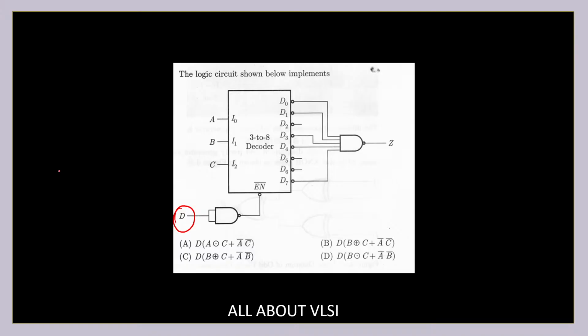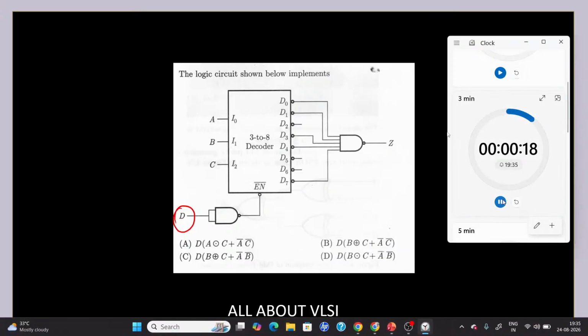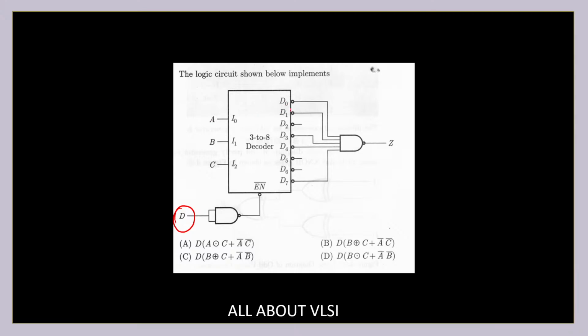Okay, let me also do it parallelly. Let's see what is the option we are going to get. So you can see this is a bubbled input NAND gate. A bubbled input NAND gate is equivalent to an OR gate. So we are going to just use an OR gate over here, and this bubble and this bubble will be cancelled out. So it's normal D. Our expression will be in terms of D, and we need to find out the internal expression which is present inside the brackets.